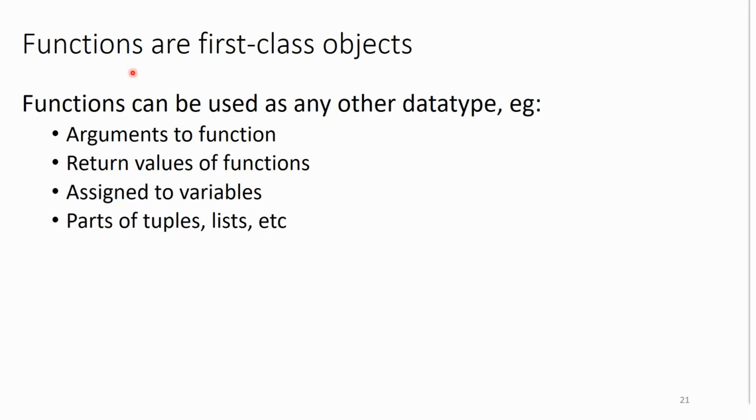So functions are first-class objects. Functions can be used as any other data type. For example, arguments to functions, return values of functions, assigned to variables, part of tuples, lists, etc. In a few previous examples, we have shown that we can assign a function value to a variable, but only when it has a return statement. If it doesn't, then it will automatically return a None value. Now we have other examples for that.